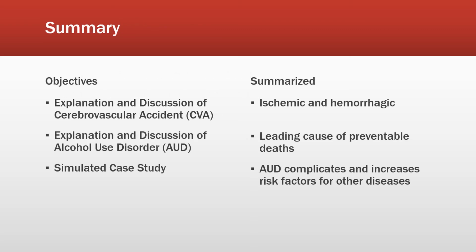In summary, today the objectives have been met. I gave a thorough explanation and discussion of CVA, both ischemic and hemorrhagic. I discussed exhaustively AUD, which is the leading cause of preventable deaths in the United States. And then we discussed Mr. Lewis, our simulated case study, and noticed that AUD complicates and increases risk factors for other diseases.